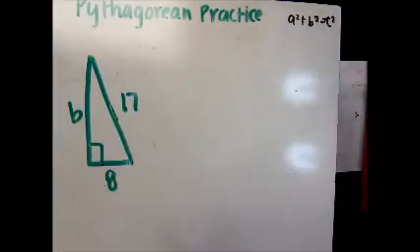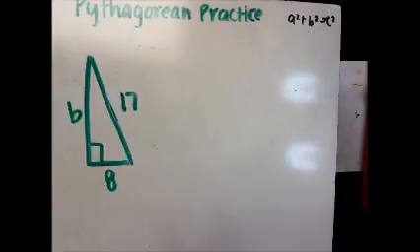Here's a problem to try on your own, but there's a twist. You have the c and the a, but you don't have the b, so you need to solve for b. The solution will show in 5, 4, 3, 2, 1.